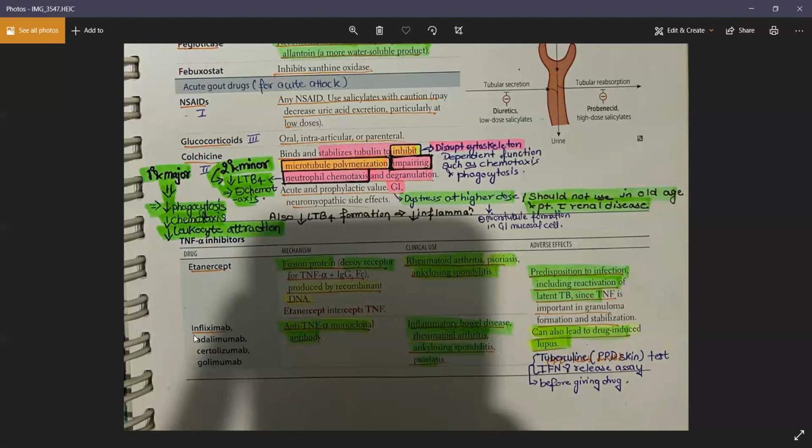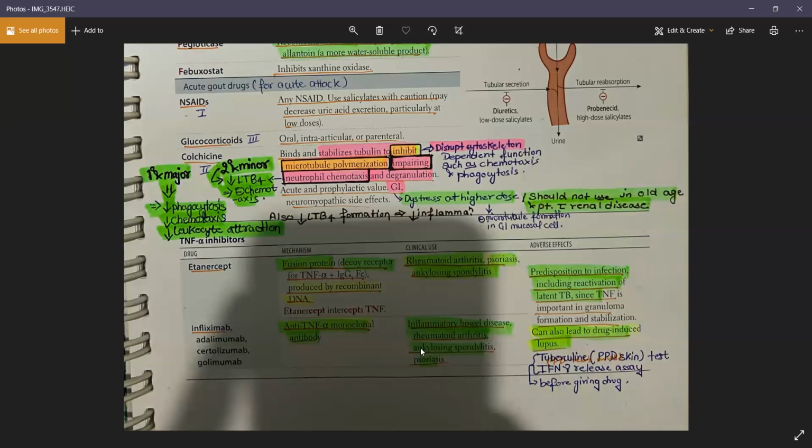Then you have infliximab and adalimumab. These two you must remember, and these are anti-TNF alpha monoclonal antibodies, because they have the mab in their name. They are monoclonal antibodies, and they will attack the TNF alpha and destroy it. So etanercept will be binding and inhibiting it, and these antibodies will attack the TNF alpha and destroy it. You will use these agents for inflammatory bowel disease, rheumatoid arthritis, ankylosing spondylitis, or psoriasis.